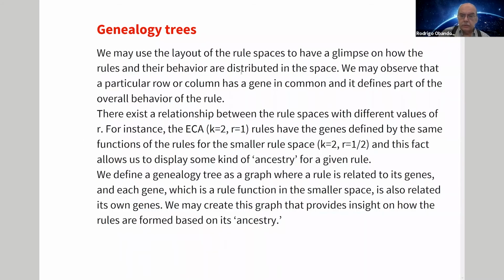All right, so we can do this, but we can also find, without going into much detail, that every gene of a particular rule, for instance for the ECA, happens to be a rule for the space for R equal to 1/2. And every gene of the rules for R equal to 1/2 is actually a rule in the space for R equal to 0. So we have some sort of hierarchy in that case. So we can create a sort of ancestry for a given rule.